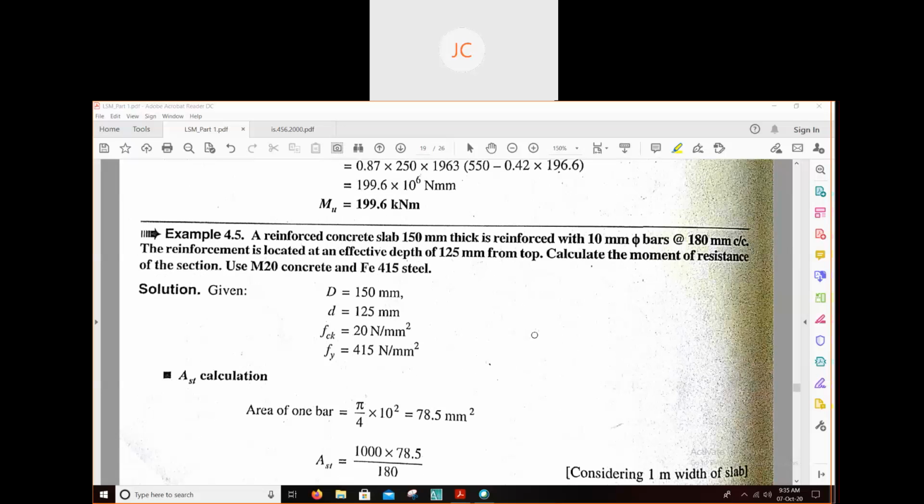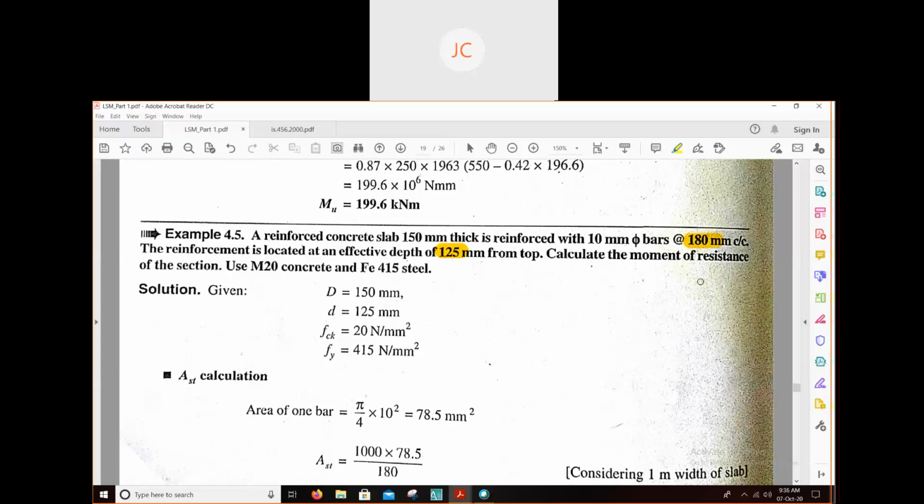Okay, so read the question properly. A reinforced concrete slab 150 millimeter thick is reinforced with 10 millimeter bars at 180 millimeter center to center. Everything is given. So here capital D will be 150, total depth is 150. Wilson Debarma, you are correct. Your total depth of the beam is 150. Effective depth is mentioned here, 125 millimeter.